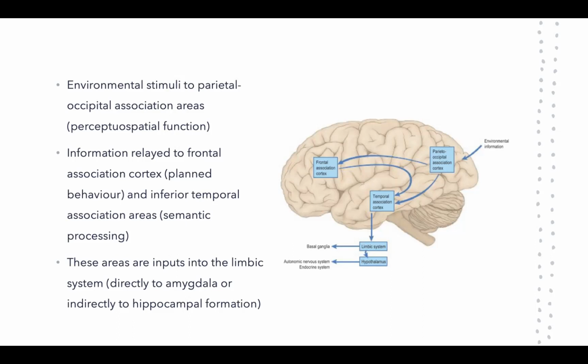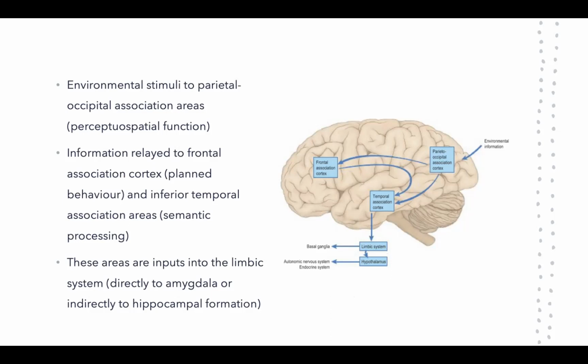And it can also go into our temporal association area. In our inferior temporal association area, it's involved with somatic processing. Somatic processing is using our knowledge of the world and really putting meaning into this information. So what does this environmental information actually mean? After going through the cortexes and the association areas, it then goes into the limbic system. And the limbic system then decides how it's going to act on it.